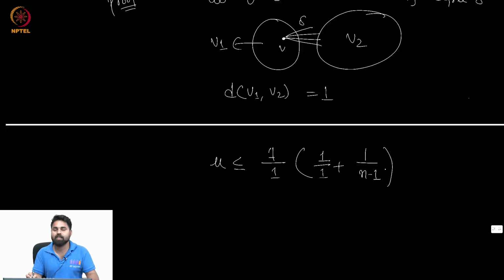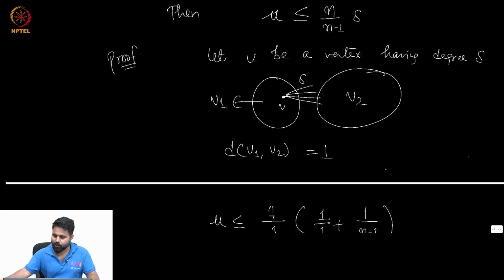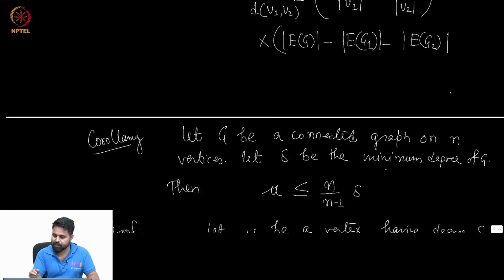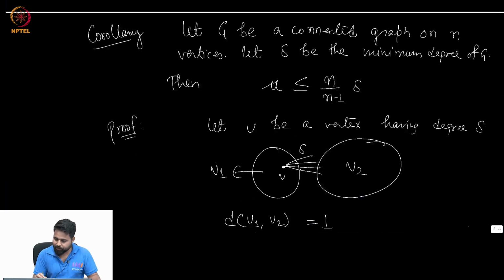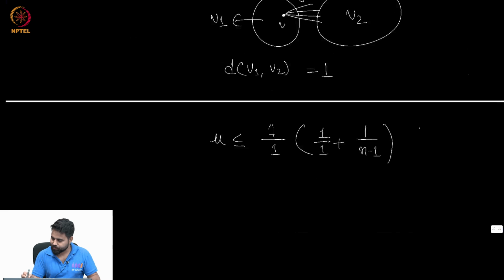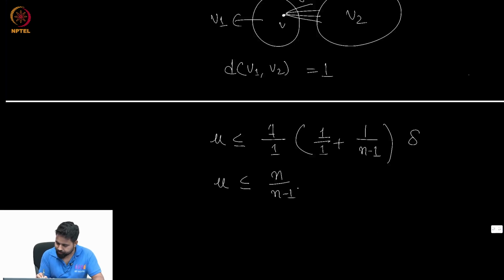Times what will be the edges? Remember this term tells the number of edges which are between V1 and V2. Right now the number of edges between V1 and V2 is nothing but delta, so times delta. Now it is very straightforward: this is nothing but n divided by n minus 1 times delta. A very, very simple proof.